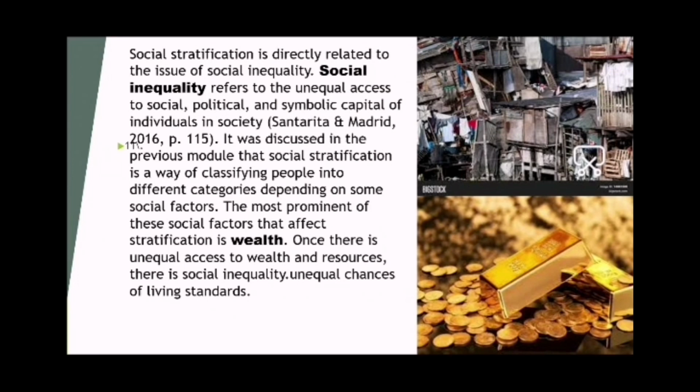When we say social inequality, this is based on the different standards of life. For example, there is social capital, symbolic capital, and political capital. Social capital refers to the characteristics of social organization, which includes networks, norms, and trust that enable coordination and cooperation for the common benefit.